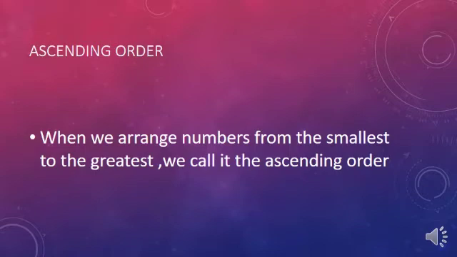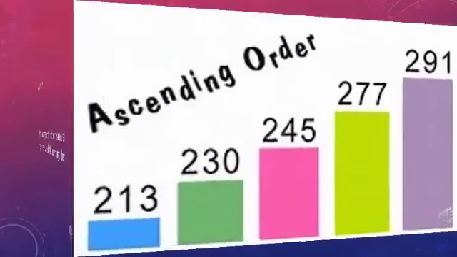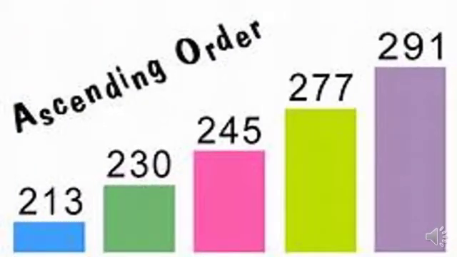Ascending order means when we arrange numbers from the smallest to the greatest, we call it ascending order. So in this photo, here also is ascending order: first the smallest number, then bigger, and the biggest, greatest number.